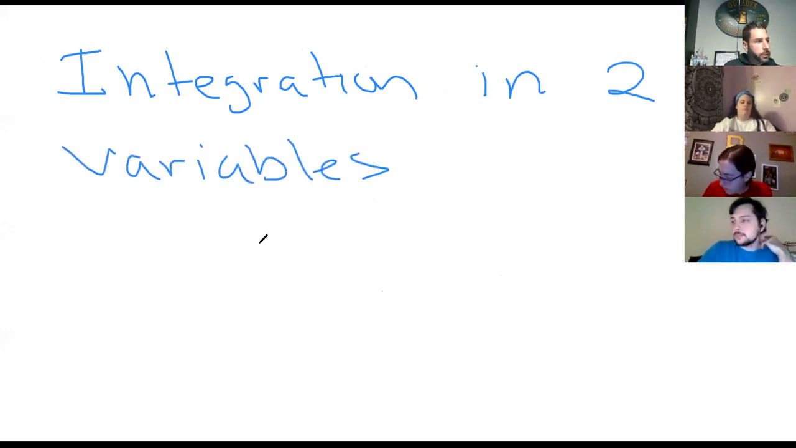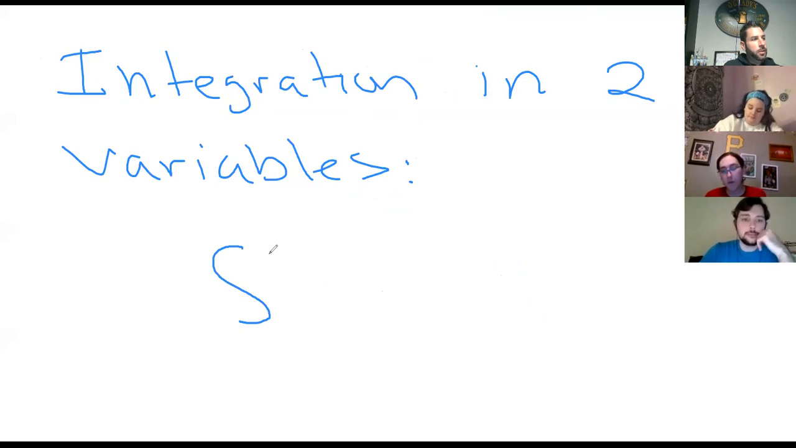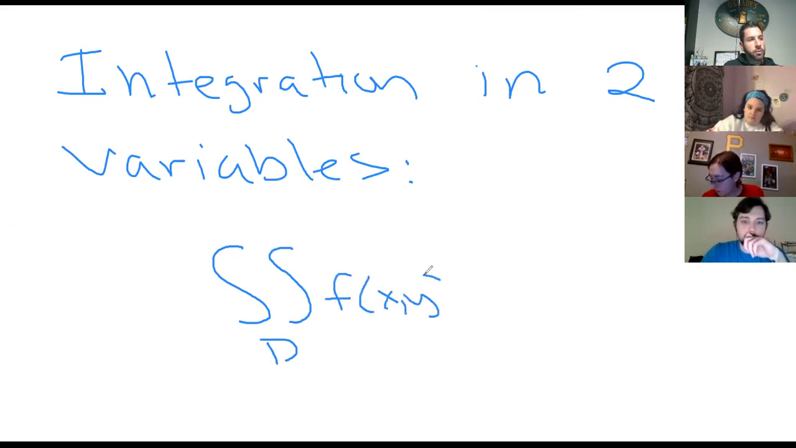So let's just remember what it looks like. It looks like an integral. Typically we would put two integral signs and then the domain underneath, and then we would write some generic function that has two inputs, an X and a Y, and then some sort of area element.